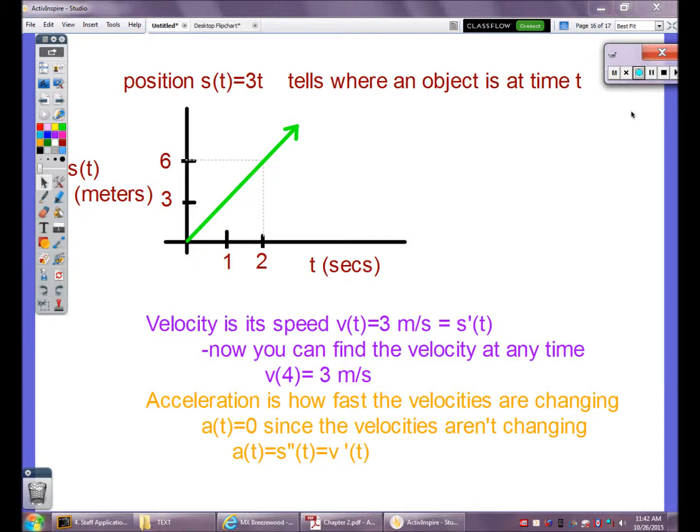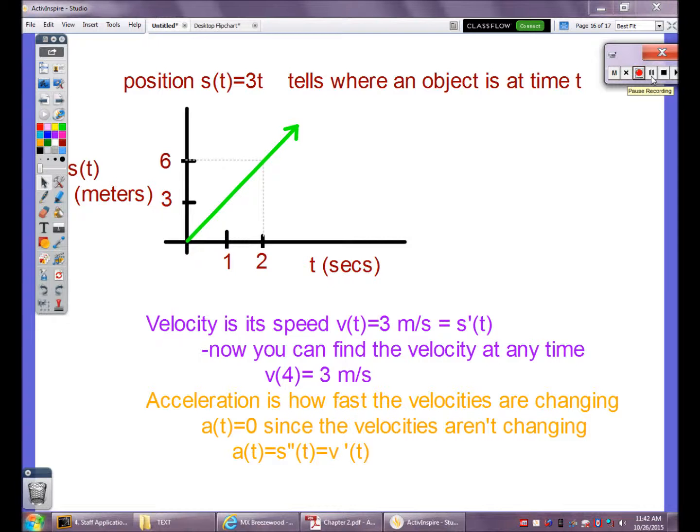If I take the derivative of velocity, I'll get acceleration. Acceleration is the derivative of velocity, and velocity is the derivative of position. So the acceleration is going to tell me how fast my velocity is changing. How fast is my rate of change changing? For this one, the derivative of velocity, the derivative of 3, equals 0. My velocities aren't changing. The velocities are constant. So a of t, for acceleration, is the same thing as s double prime, the second derivative. Acceleration is the second derivative, velocity is the first derivative.